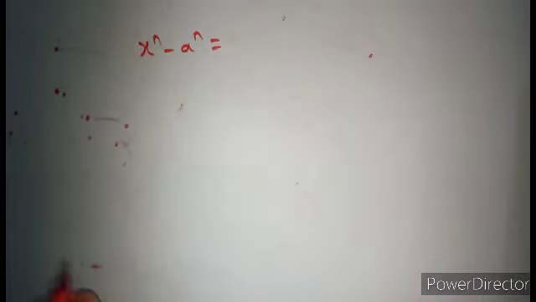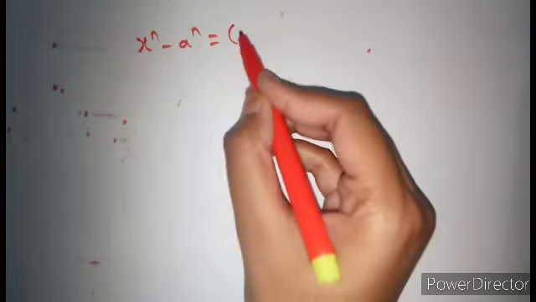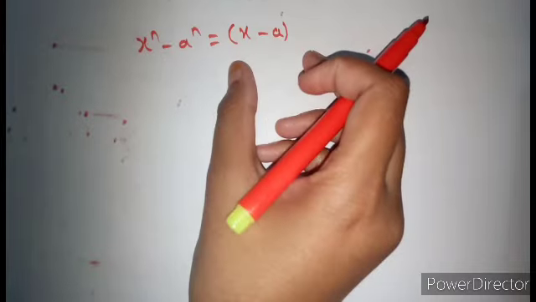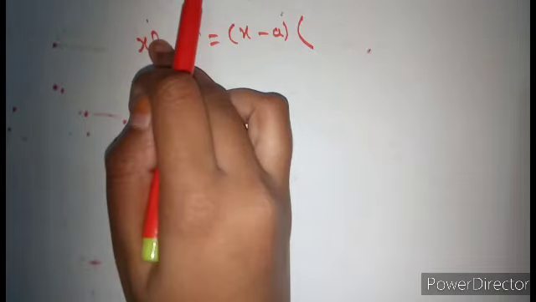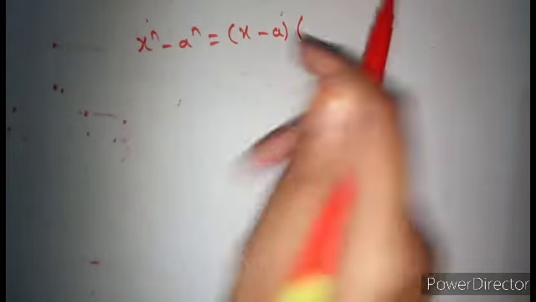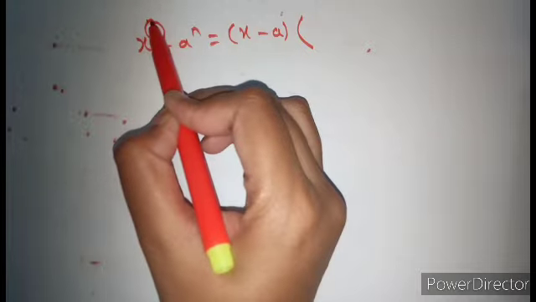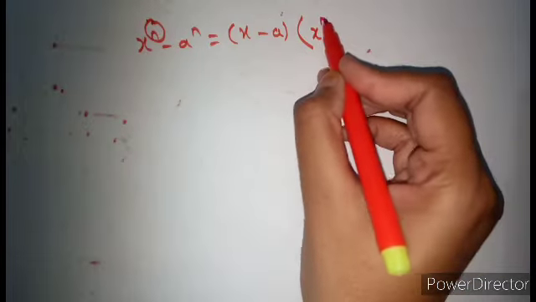Now follow the same process for x power n minus a power n. If I take n equal to 2, n equal to 3, n equal to 4, x minus a is common, right? X minus a will be in first place. Now if I have 4, here we will have 3, so it is reducing by 1. Now here we have n, that means here we will have n minus 1.